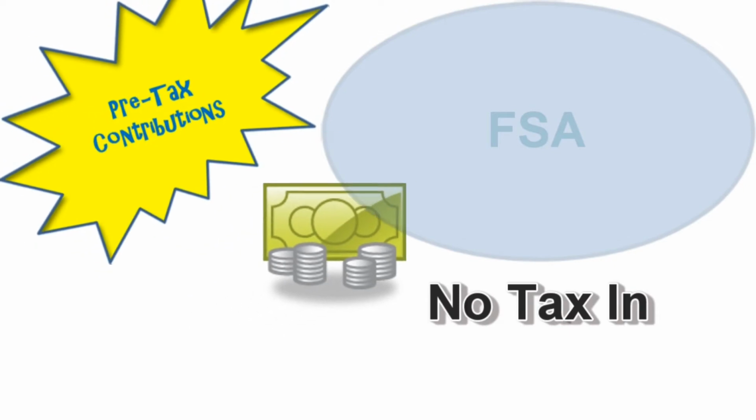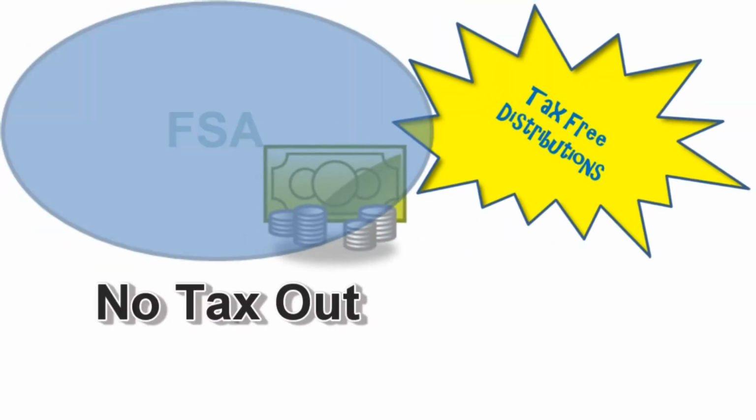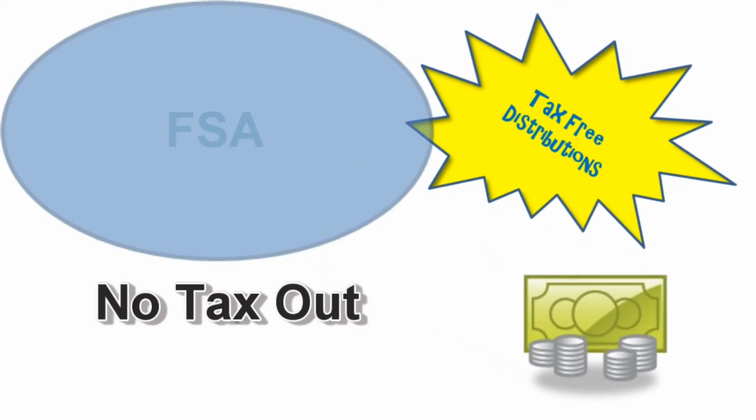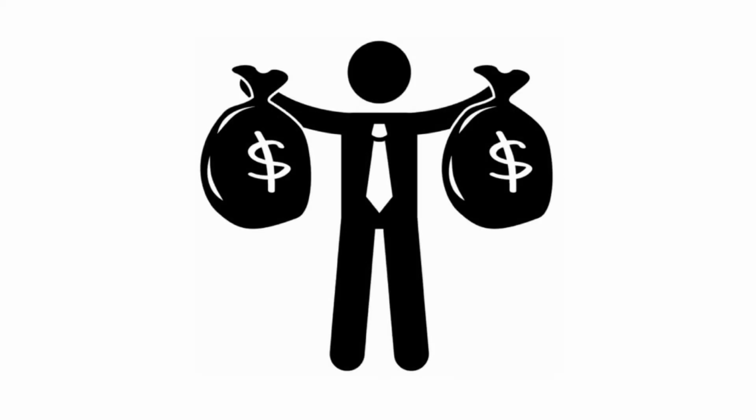Your FSA election is withdrawn from each of your paychecks on a pre-tax basis. That's pre-tax, meaning your taxable income is reduced. You then withdraw money out of the account tax-free for eligible expenses which you incurred during the year. No tax in and no tax out. That's a big deal.